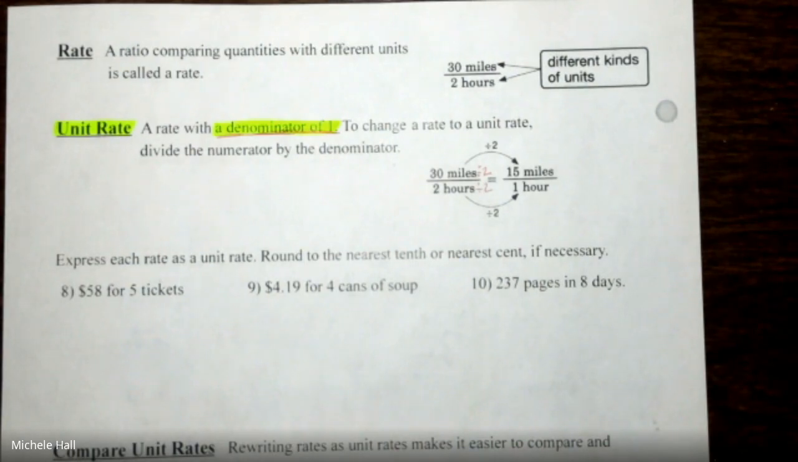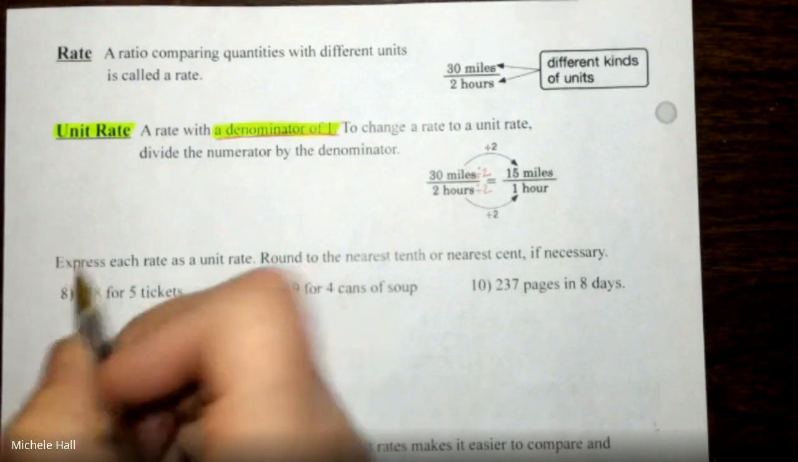When you go shopping and there's a deal, you want to figure out which one's going to be the better deal. So you usually try to find out per 1. How much would 1 t-shirt cost? How much would 1 CD cost? And then you can see if it's really a deal. Express each rate as a unit rate. Round to the nearest tenth or nearest cent if necessary. So if it's money, you want to make it look like money in your final answer.